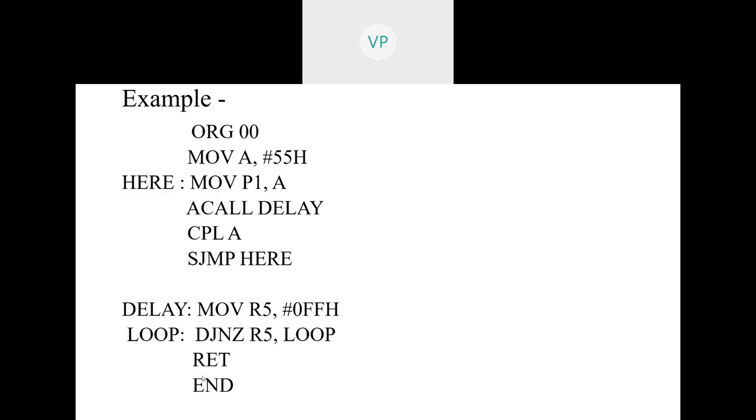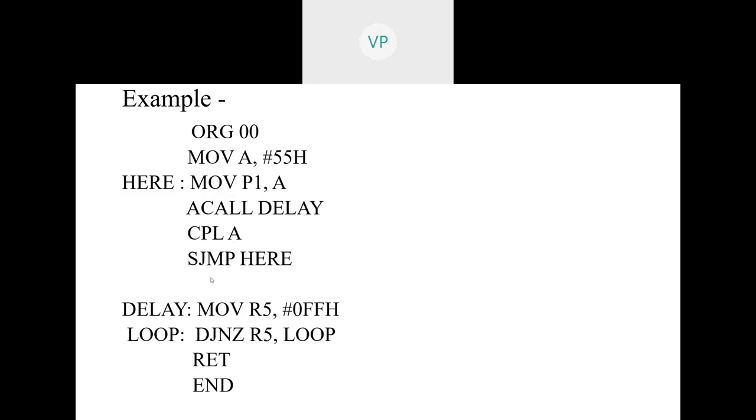As part of the return instruction, the processor retrieves the return address which is stored onto the stack. It will perform two pop operations so that the program counter will have the address of the next instruction to be executed, which is the address of CPL A. So now the PC will have the address of CPL A, and it will execute CPL A.